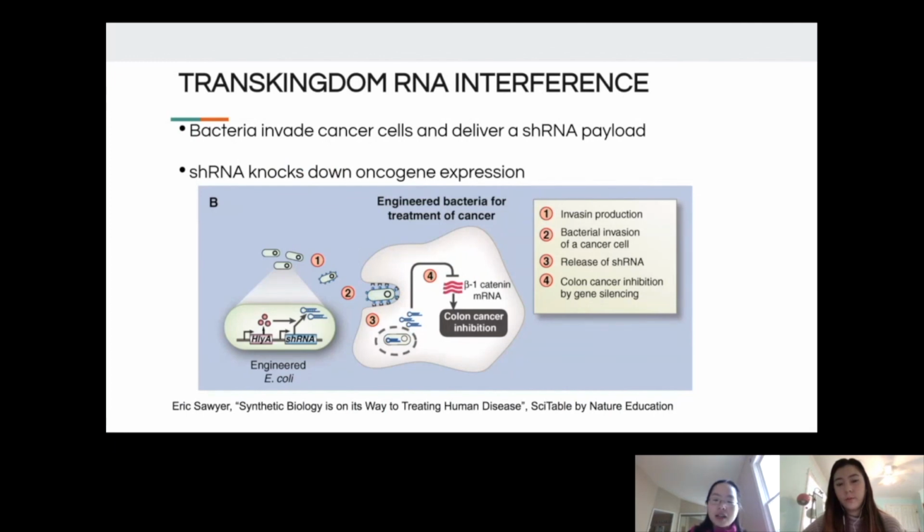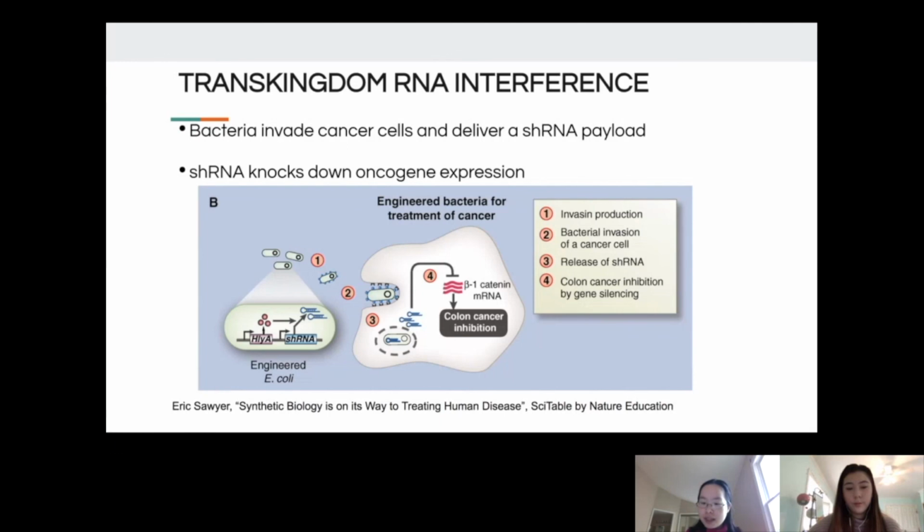So we were looking at trans-kingdom RNA interference. This is a bit of a complicated mechanism, but let me explain. There are two parts of the system. Basically, you're trying to deliver shRNA into the mammalian, or human, cells. shRNA is short hairpin RNA, a small piece of RNA that can inhibit the expression of a gene.